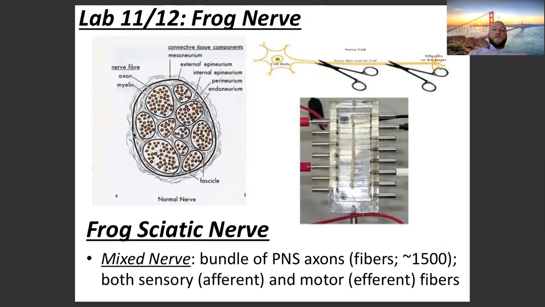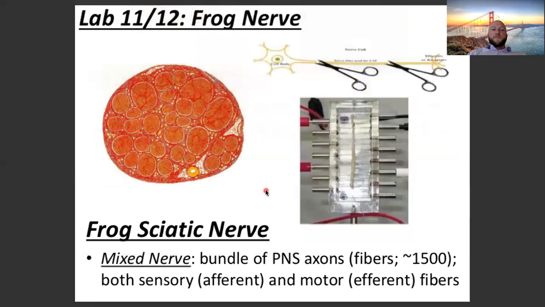A cross-section of the sciatic nerve in the frog is going to look something like this. You're going to have basically a big bundle of nerve axons. You can see all these little circles are different frog cell axons. Here's another image of a cross-section of a nerve. All those little yellow dots, if you zoom in, are different axons. So it's like a rope. A rope has many strands. There's many axons within this mixed nerve, the sciatic nerve.